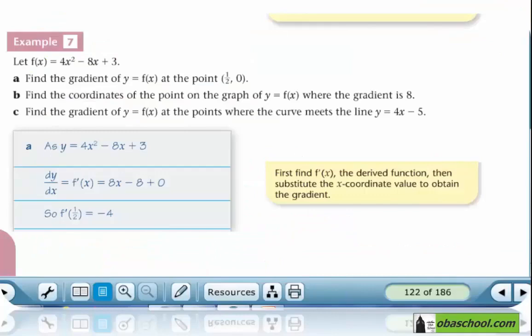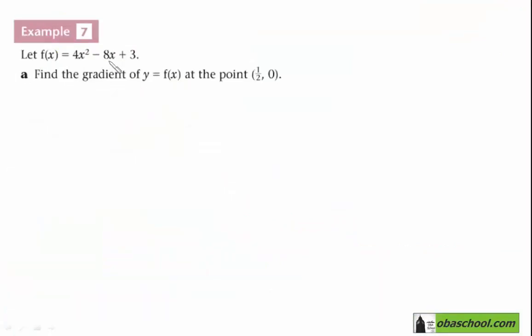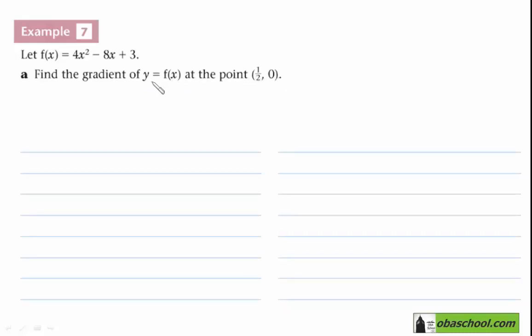122, where we first have f of x equal 4x squared minus 8x plus 3. In part A, we are asked to find the gradient of y equal f of x at the point half, 0. Then, the first thing to do is to look at f of x, which is y equal 4x squared minus 8x plus 3. The gradient or the differentiation of y, we can do for each term separately.